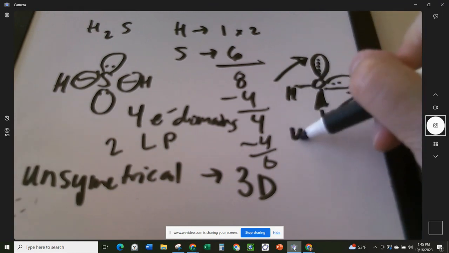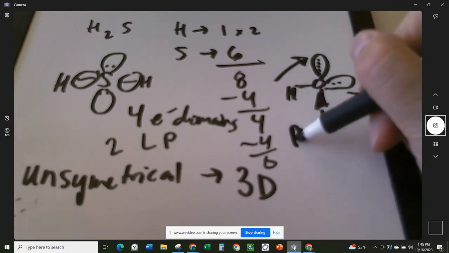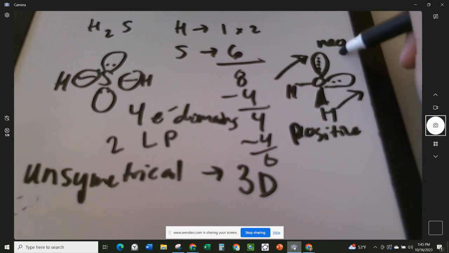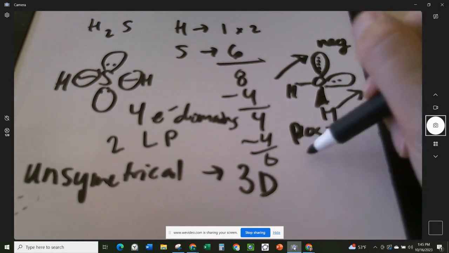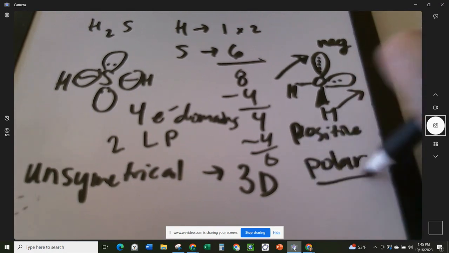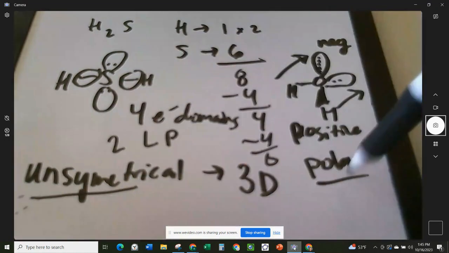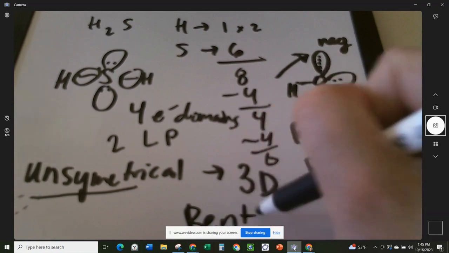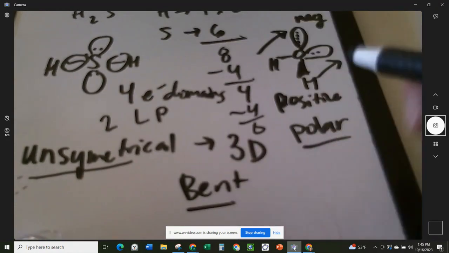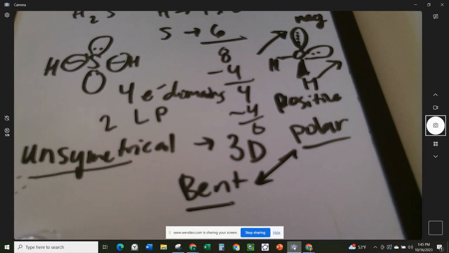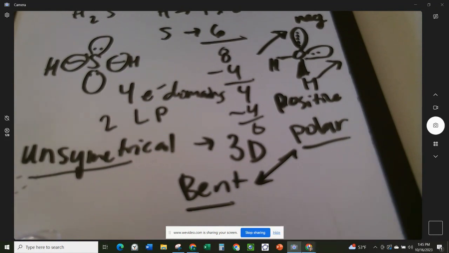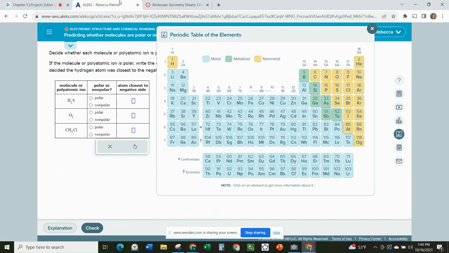So this is unsymmetrical. We have one side that is positive and one side that's negative, and so this is going to be polar. Anytime we have something that's unsymmetrical, that's going to be polar. So anytime we have something that is bent, that means it is polar. Watch out for that, especially on the test. That might be something that I would put on my note card to help me remember. This will come up on the test, so be ready for that.